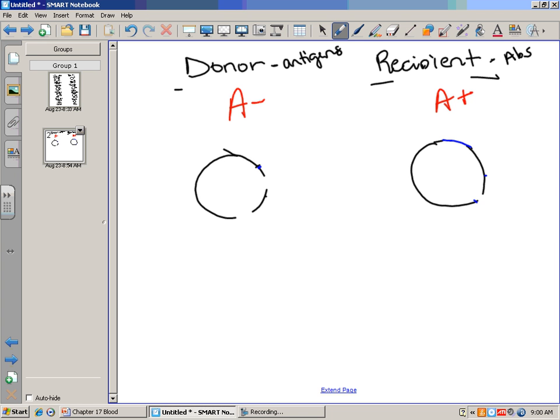So now we're A negative on the donor side and A positive on the recipient, right? Okay. What antigens does my donor have? A. Don't care about his antibodies. What antigens does my recipient have? A and RH. What antibodies does my recipient have? Only anti-B, because that's the only thing not on his surface, right? Can this transfusion happen? Yes.